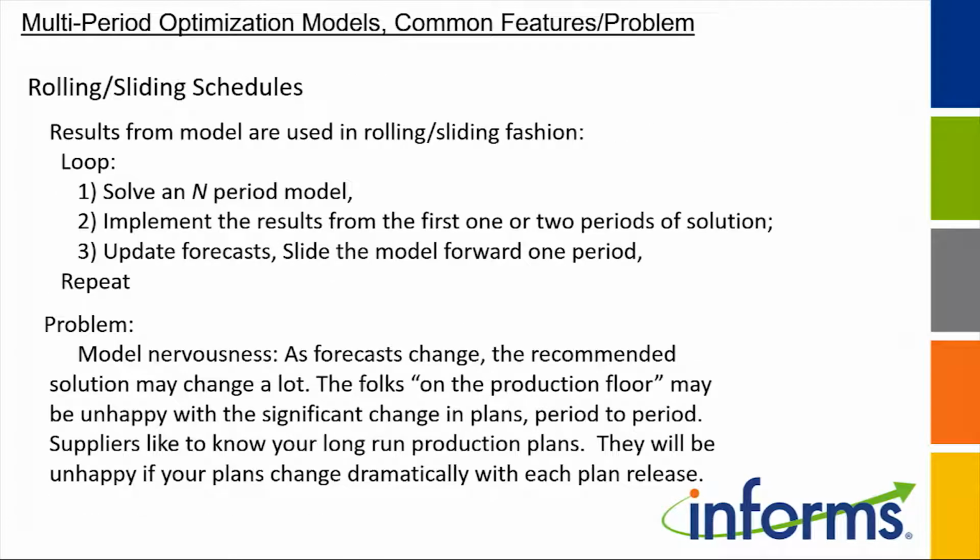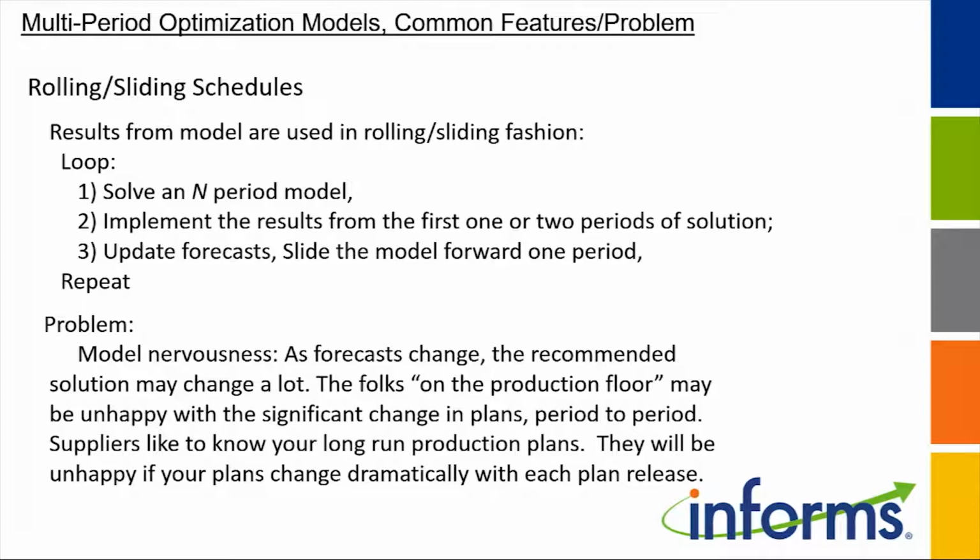So let's first talk about rolling sliding schedules. The way many of these planning models are used is in a rolling fashion or a sliding fashion. I think in the US it tends to be called a rolling schedule. In Europe, maybe sliding schedule. But the idea is if it were the paint company, you would solve a 12-month problem and implement the plan for the first month, and then as new forecasts come in, you slide the whole thing ahead 1 month and you resolve it in that way.